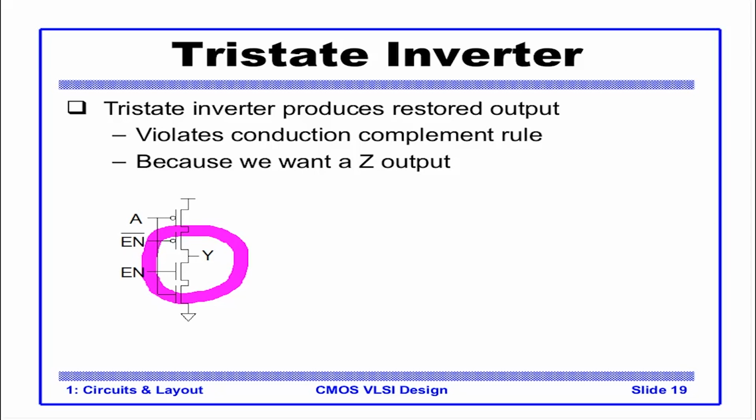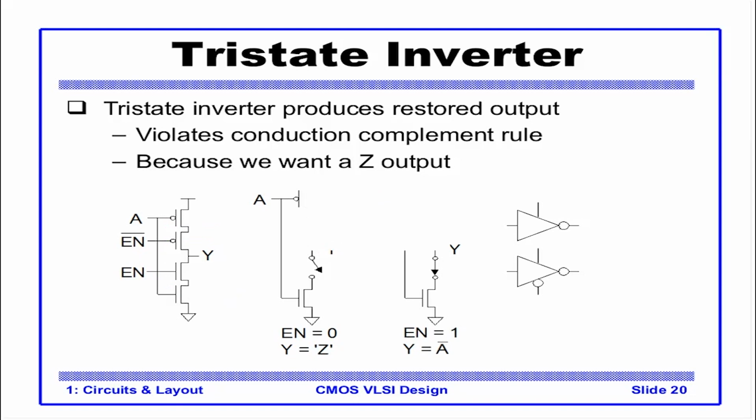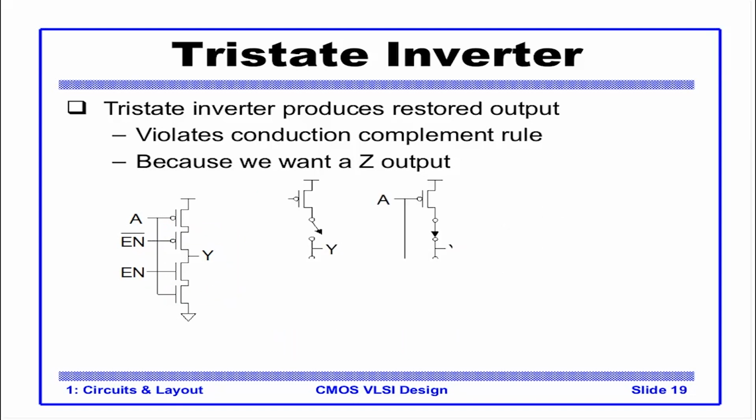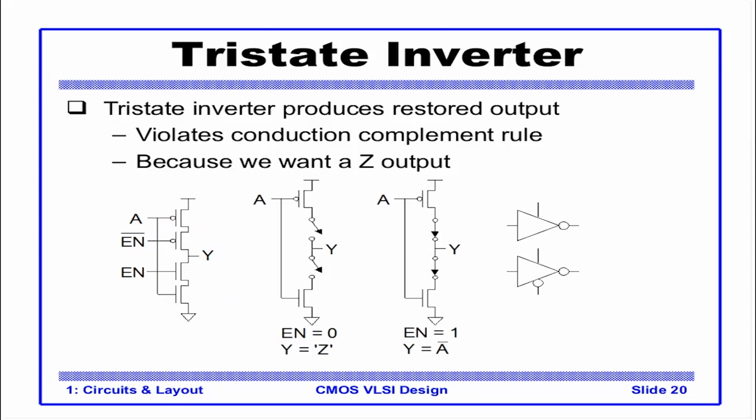What it means is that whenever enable is 1, this is turned on. This is also turned on because enable bar is 0, and it's a simple inverter. That means this whole circuit, this transistor here, this transistor here, and this transistor here, is just a simple inverter. And whenever enable is 0, this is open and Y is Z.